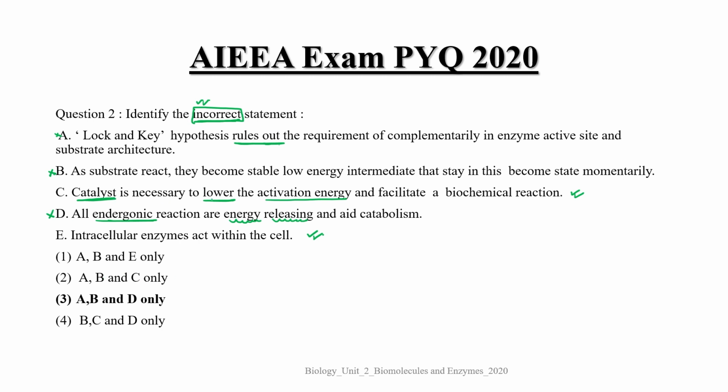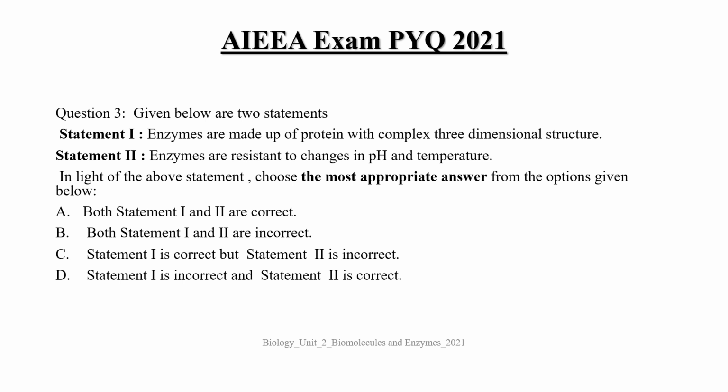Catalyst is necessary for lowering down the activation energy. Option 3, A, B, and D: this one is the wrong one, so this is the correct option. And in the 4th choice, B, C, and D, C is the correct choice. So out of these 4 options, choice number 3 is the correct answer. Clear? Now let's move to the next question, that is question number 3.